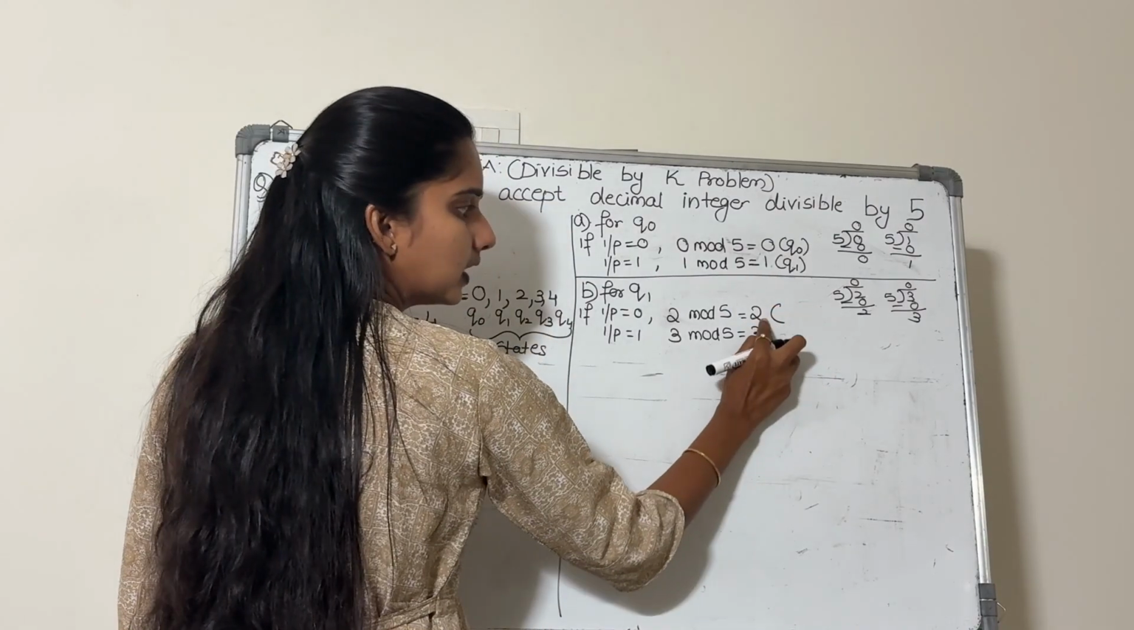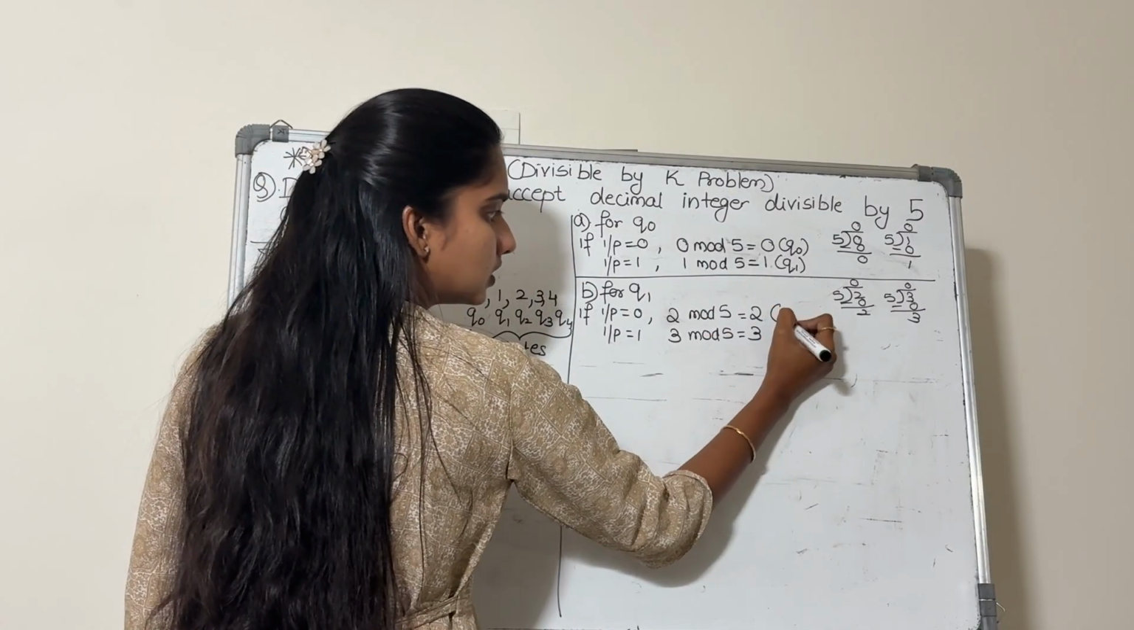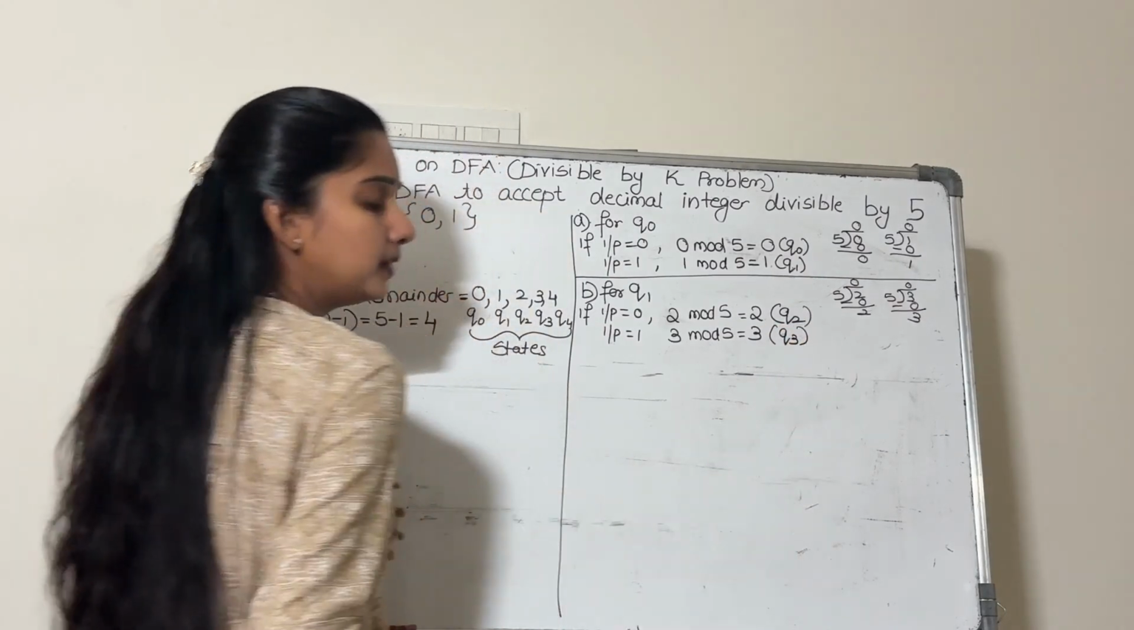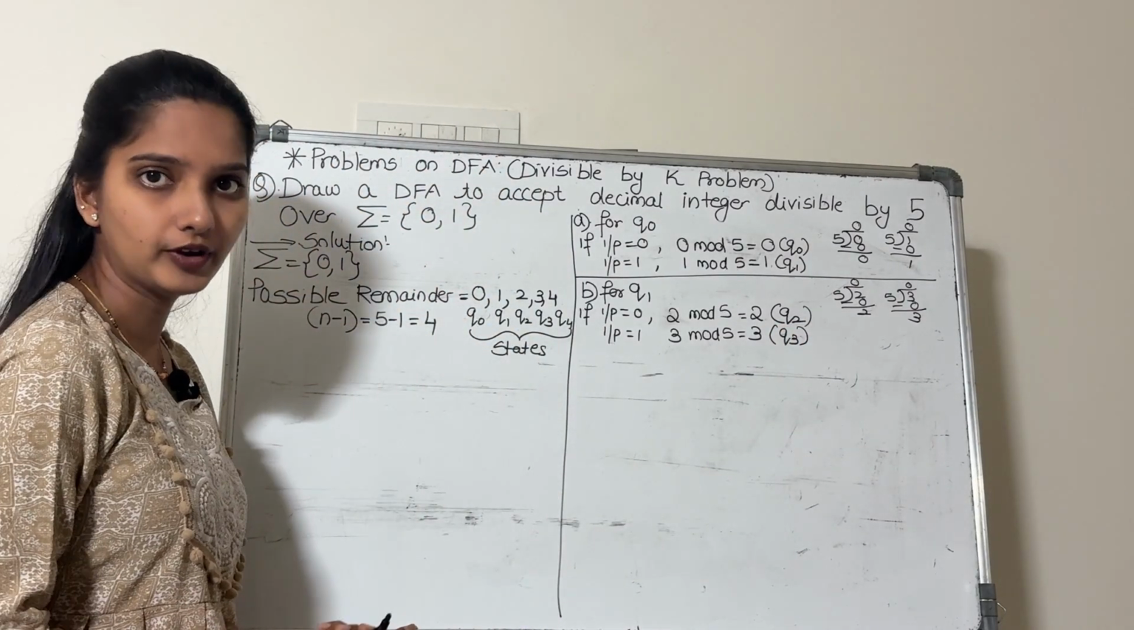So this is nothing but the state where it is going to go. It is 2, so it is Q2. Here I'm getting 3, so my state will be Q3. Fine.